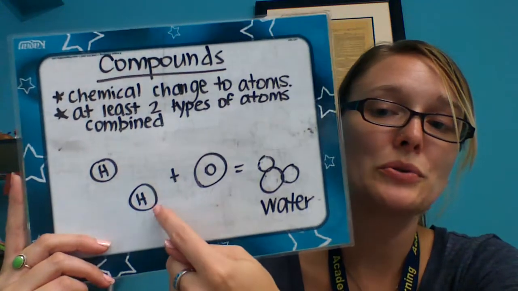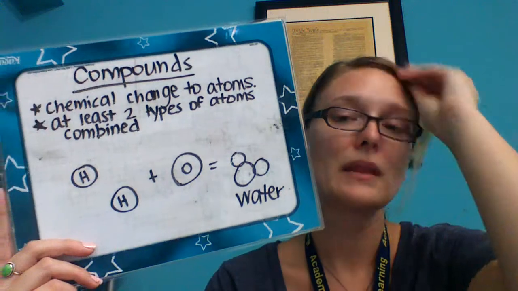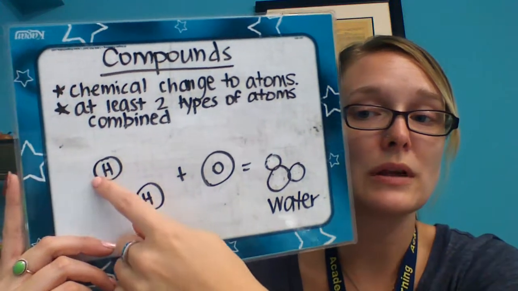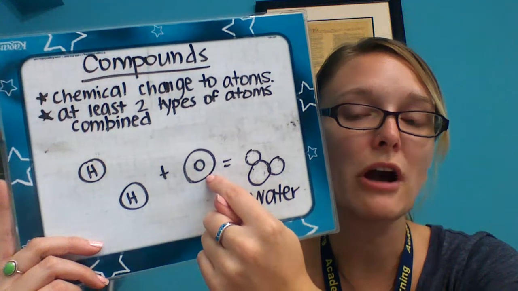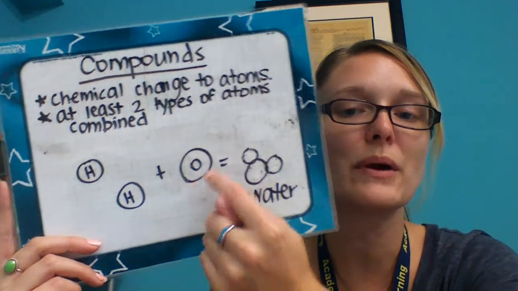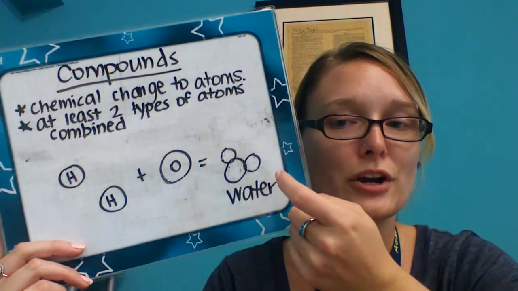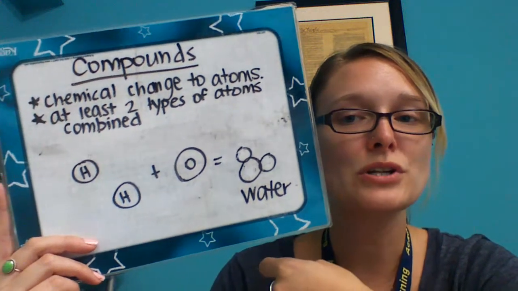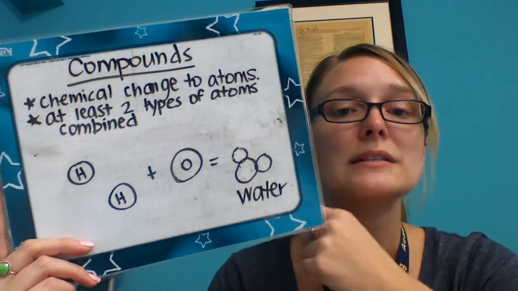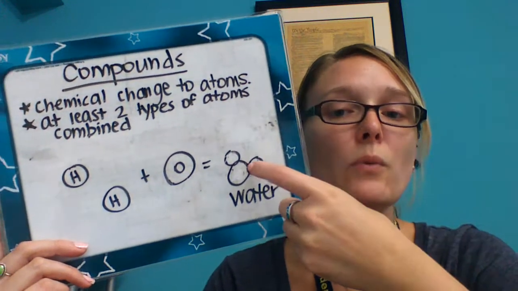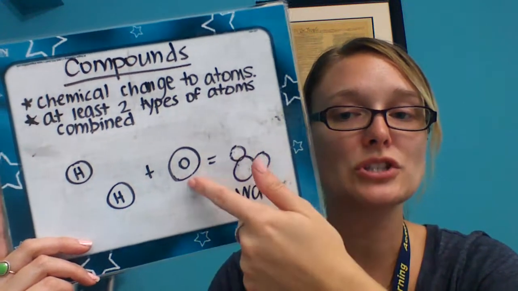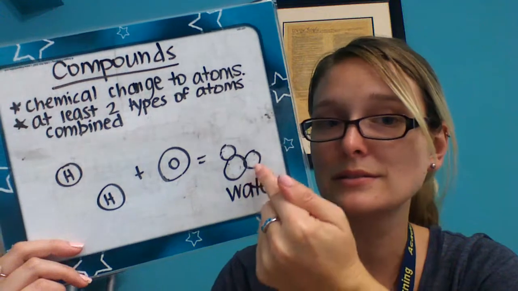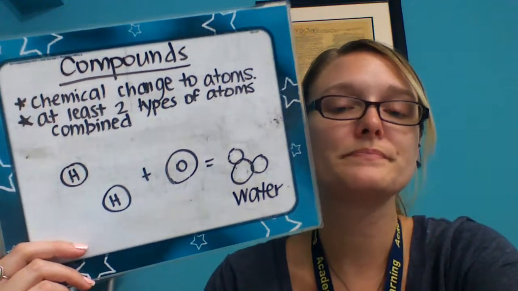We take two hydrogen elements, so hydrogen atoms, a bunch of hydrogen atoms, put them together with a bunch of oxygen atoms, and they combine to make water. So we've got our new compound there. Some of the properties in water have changed. For instance, hydrogen is a gas, oxygen is a gas, water is a liquid.